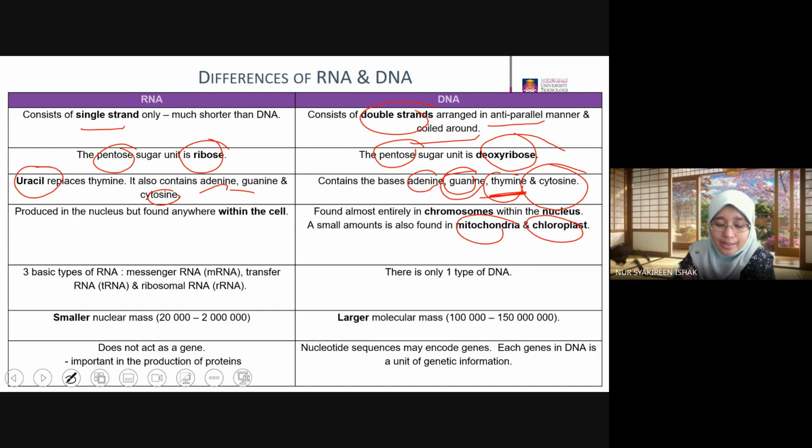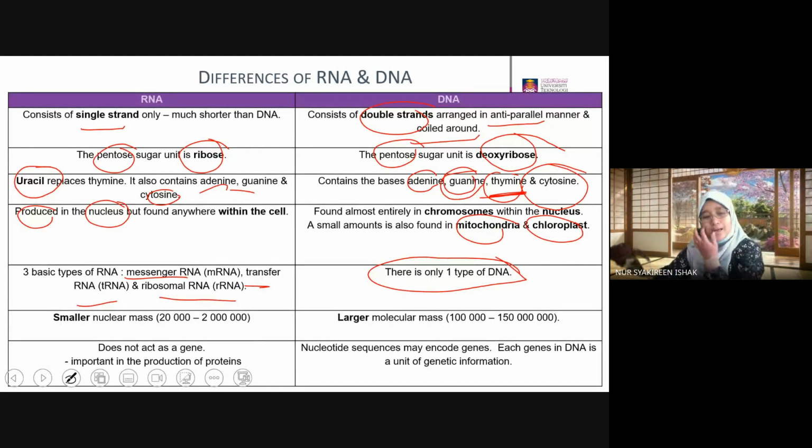RNA is produced in the nucleus, but it functions in the cytoplasm. So therefore, RNA can be found both in the nucleus and the cytoplasm. For DNA, there's only one type, the DNA that is stored in your nucleus. But for RNA, there are three types: messenger RNA, transfer RNA, and ribosomal RNA.